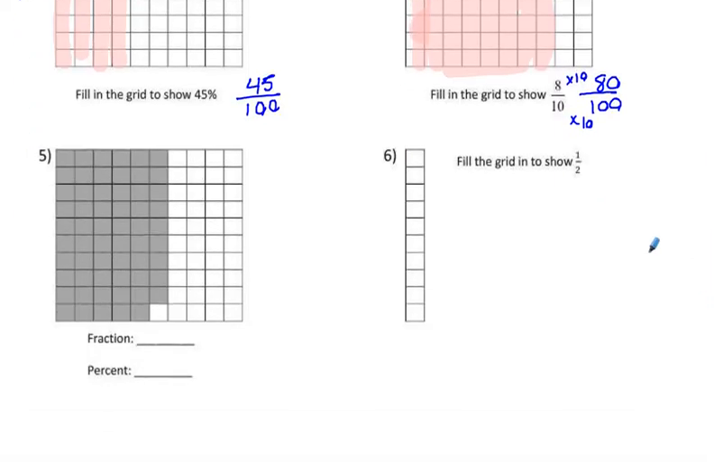And then the last two were similar to the one above. The fraction of this one is 59 out of 100. And anything over 100 is automatically a percent. So this becomes 59%. And then the last one, it says fill in the grid to show 1/2. Well, half of the grid, there's 100 there. So that means I'm going to color in 50. I went too far. There you go. There's your answers to those. If you have any questions, make sure you ask your teacher.